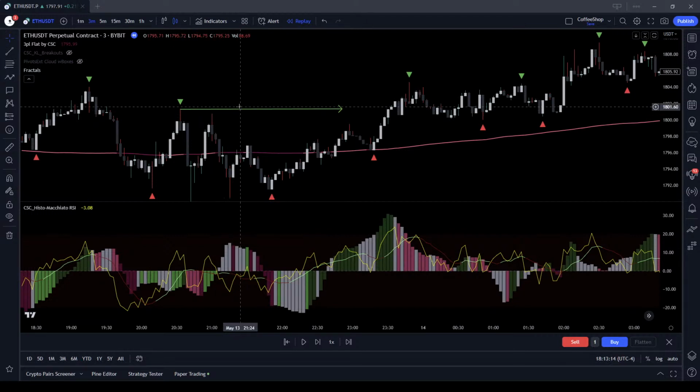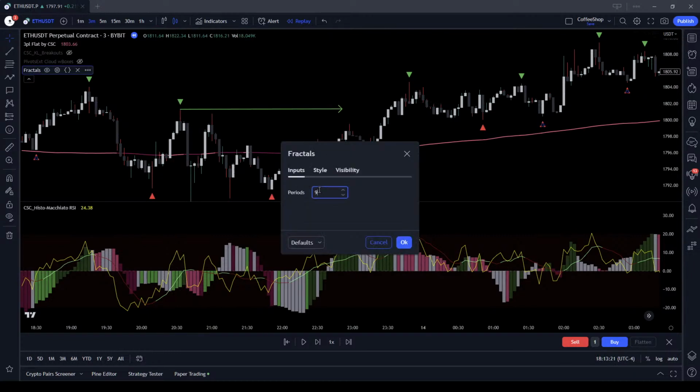Now, the reason why this gets difficult is because you can put fractals on here, but what period length do you use? Now that I realize that this is looking for 9 periods left and right, what I'm going to do here is change this. I don't want to look for 9. I want to look for half of that, which is, well, half of 9 is 4.5, right? I can't do that. So I'm going to put down 5, all right?